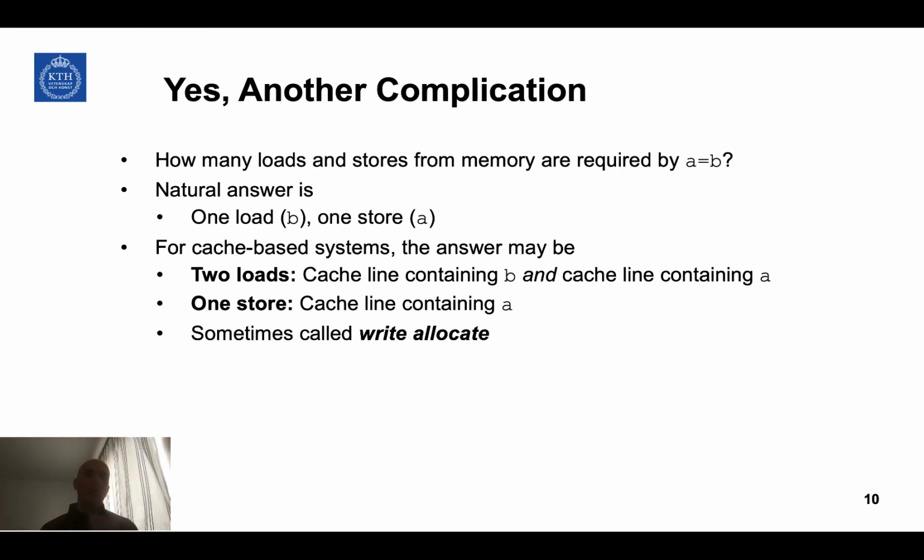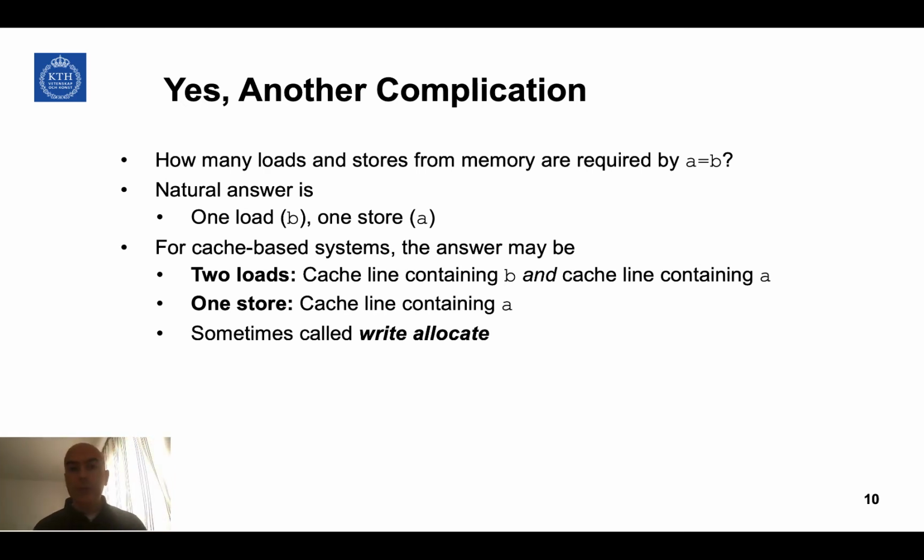So why is the estimate not tight? Well, there are some complications coming from how we model the hardware and how the hardware is actually implemented. One question is, how many loads and stores from memory are required for a simple operation like A equal to B? The natural answer we had until now is that we have one load for B and one store for A. However, for a cache-based system, the answer might be two loads, if we have two cache lines, one with A and one with B.